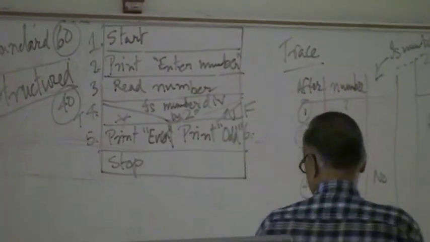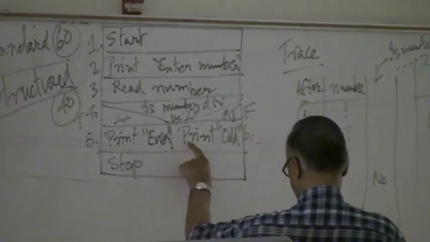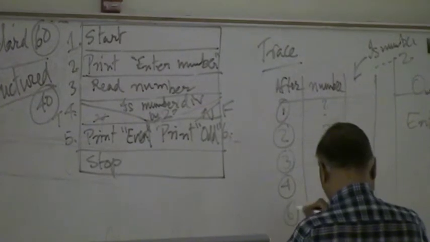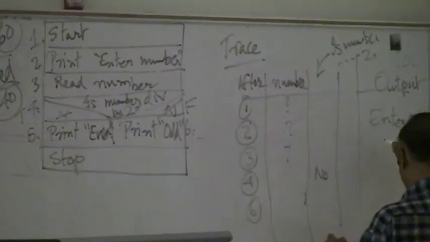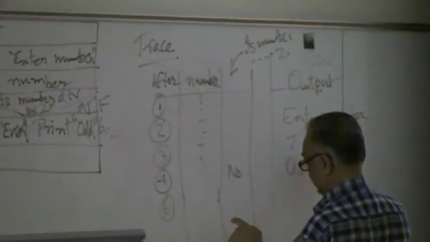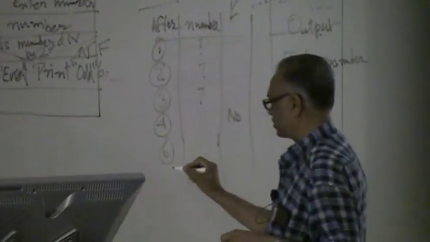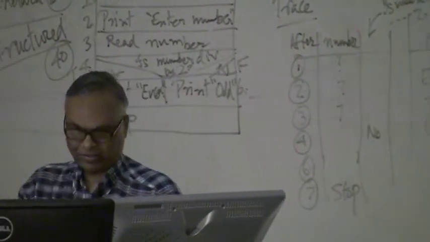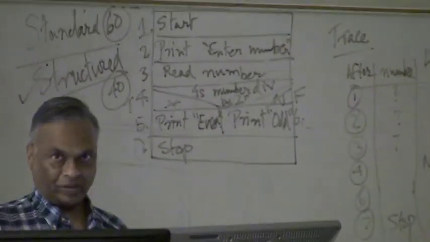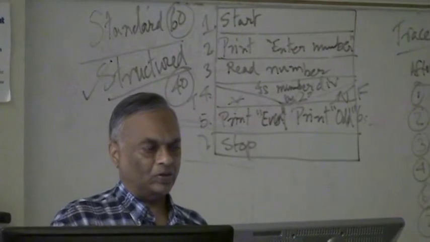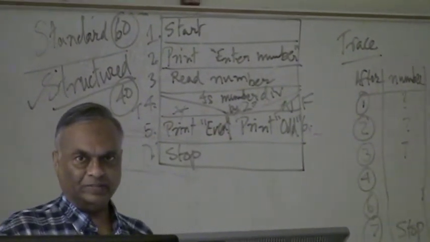So in this case, which one are we going to do? Box 6, right? So the next step is box 6, and we are going to print out odd, and then stop. Box 7 is stop. So that's called a trace, giving all the details of all the variables in the program and also the conditions.